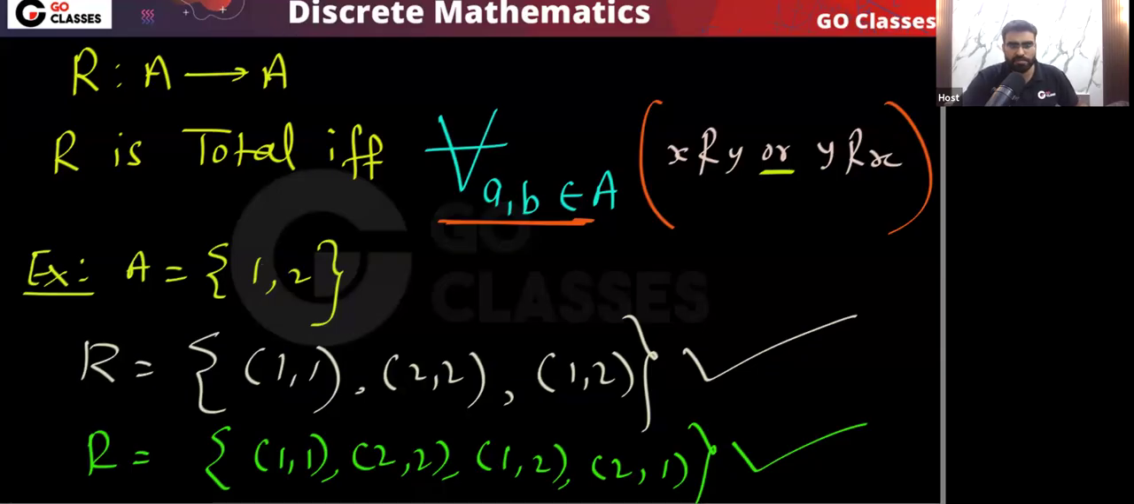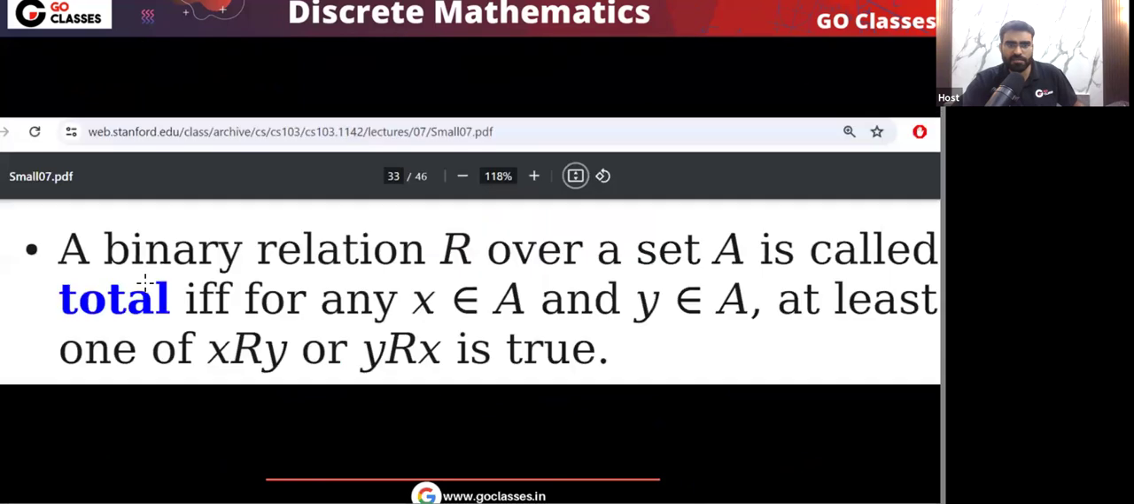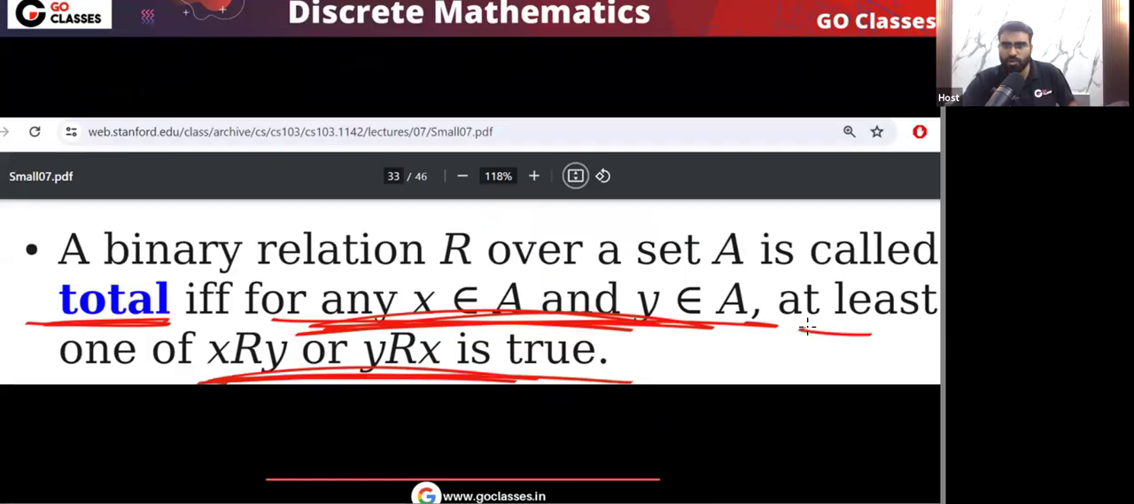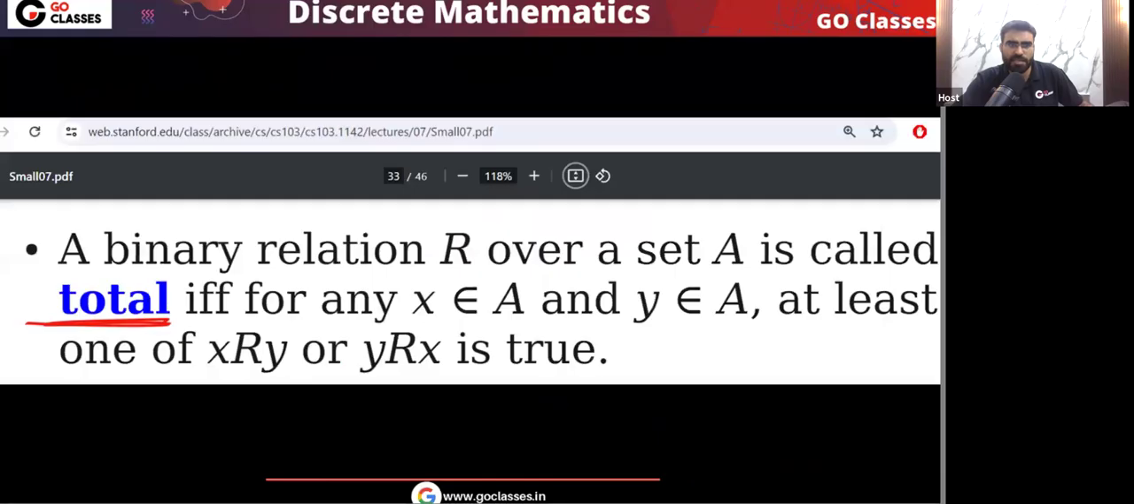What is a total relation? This is the given definition: a relation is total if for any x comma y, at least one of them is true, x related to y or y related to x. This is the total relation definition from Stanford.